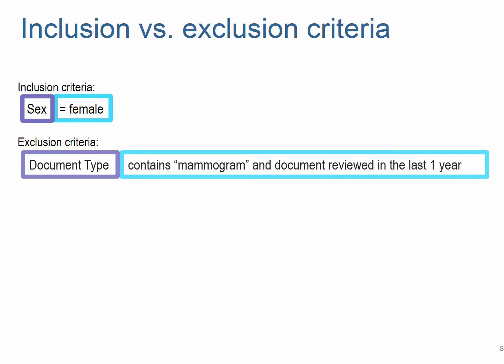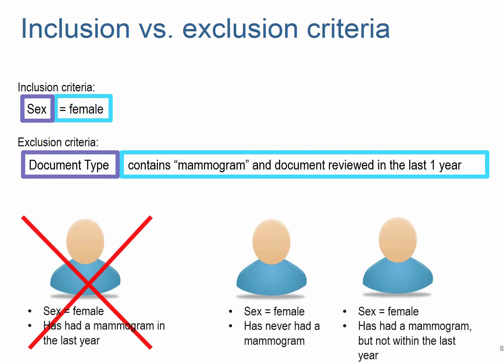Next, we add a second piece of criteria which looks in the document type field for a mammogram with a reviewed date within the last 1 year. Since we want to make this an exclusion criteria, all patients that have had a mammogram within the last year will be excluded from the search results. This will leave you with a list of patients that have either never had the screening test performed, or have previously had the screening test done, but are due for their next one.